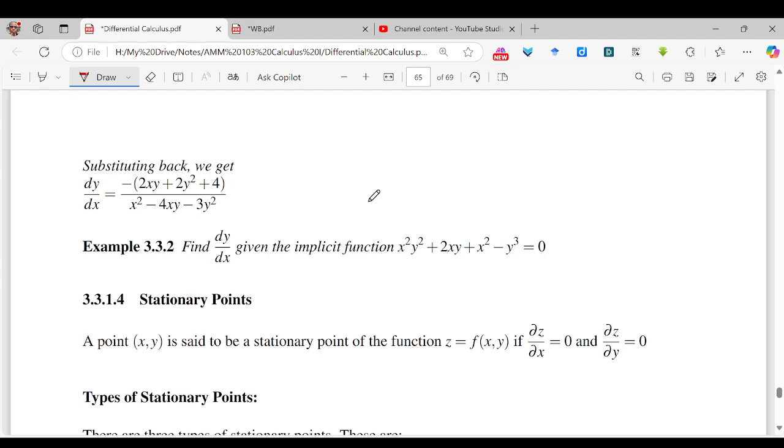For this session, we end at that point, and thank you for watching. In the next session, we shall look at the stationary points for a function of two variables.